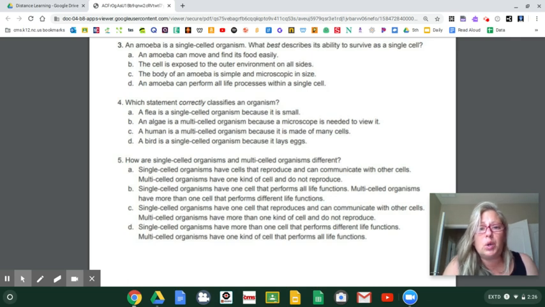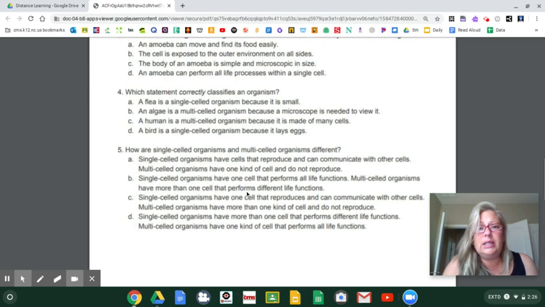Which statement correctly classifies an organism? A, a flea is a single-celled organism because it's small. I can see fleas. They're little, but they're not microscopic. B, an algae is a single-celled organism because a microscope is needed to see it. Maybe. C, a human is multicelled because it is made up of many cells. D, a bird is a single-celled organism. Oh, B says algae is single-celled because you need a microscope. So no, that's not right.